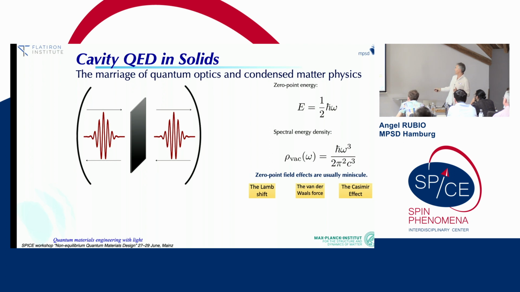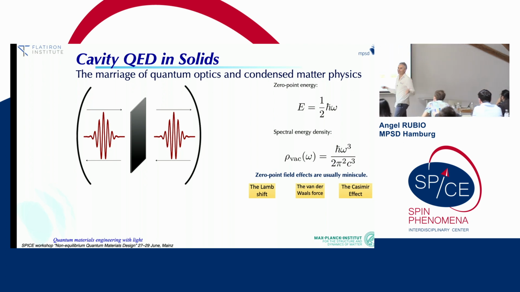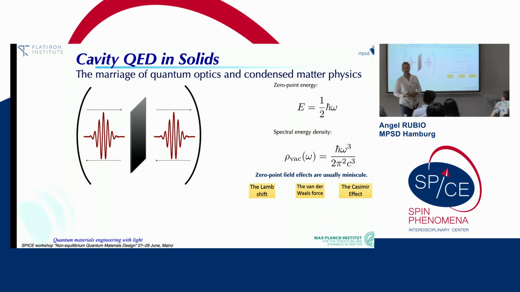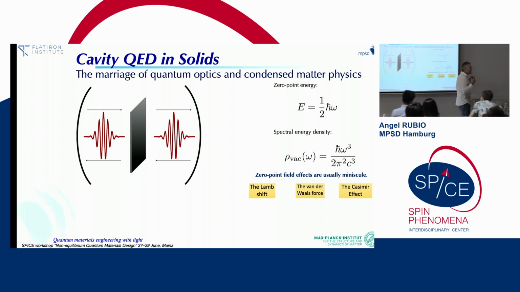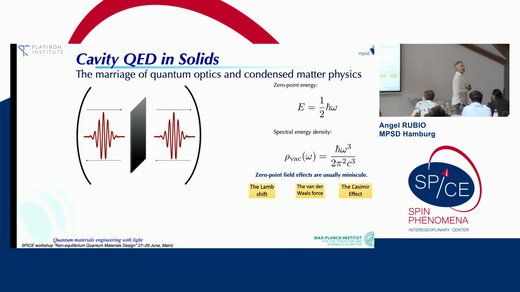And those effects, you can call it the Lamb shift, which is the shift of the total energy of the system, van der Waals forces, or the Casimir forces. Or if you want, also how gravitational waves were measured, with cavity mirrors that were moved by 10 to the minus 20. Then this effect is there. It's a question of how you enhance it.